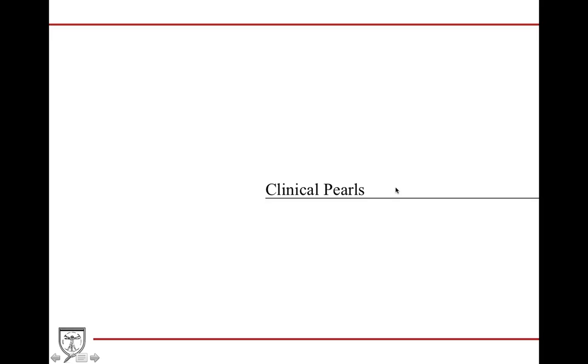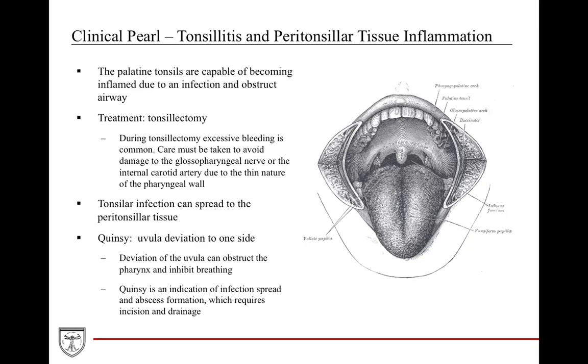Now I'm going to discuss some clinical pearls. In terms of the oral cavity and oropharynx, you can get tonsillitis and peritonsillar tissue inflammation. Palatine tonsils are capable of becoming inflamed, obstructed, and infected, just like anything else in the body. When those tonsils become enlarged, inflamed, and infected, you may have to have them removed because they can obstruct the airway. The surgical procedure is called a tonsillectomy.